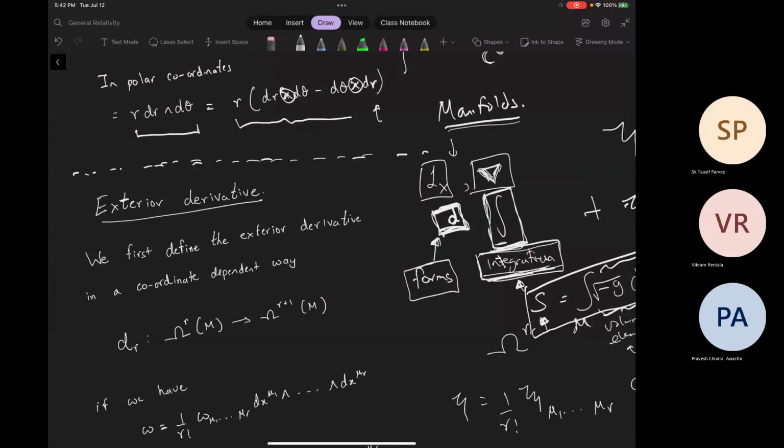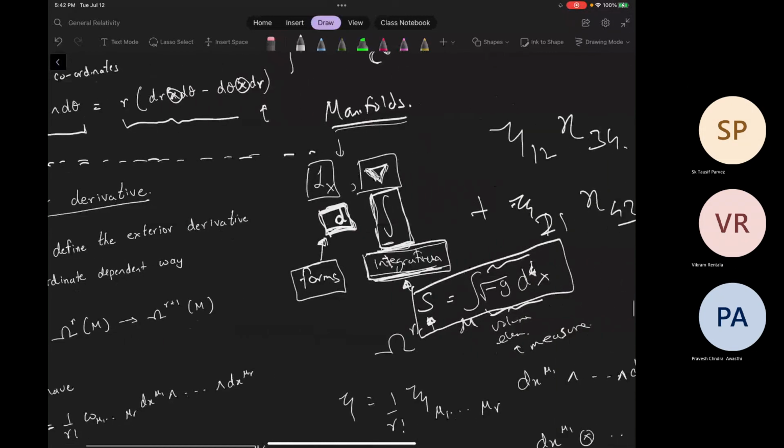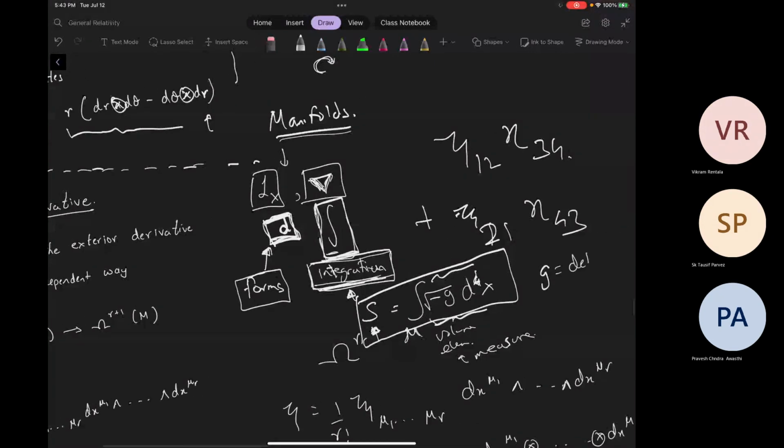Sir, just one thing. This root minus g d4x is the covariant volume in arbitrary spacetime. Yes. I have seen this and worked with it, but without knowing this notion of integration. Yes, we'll show why that's the volume element, where the small g is the determinant of the metric.